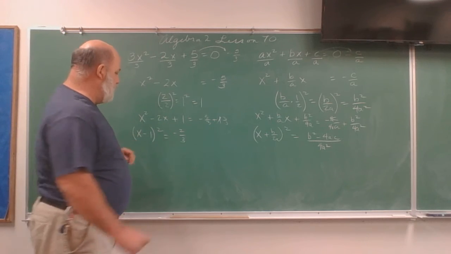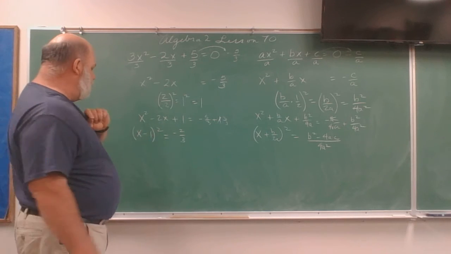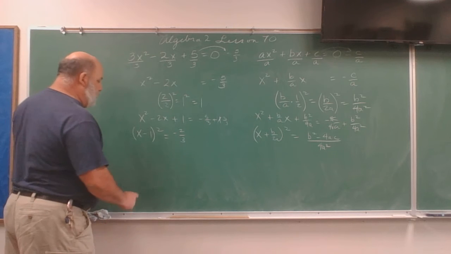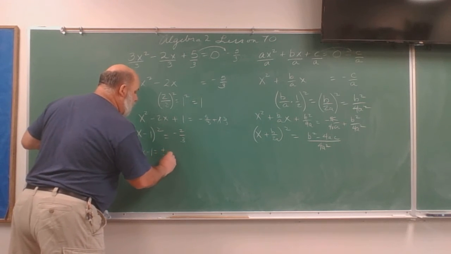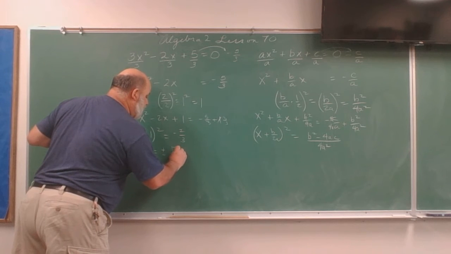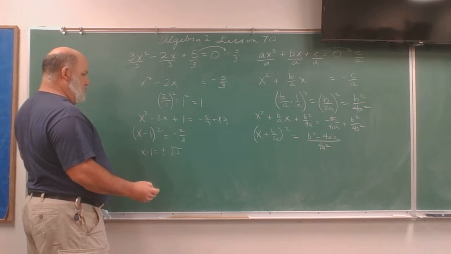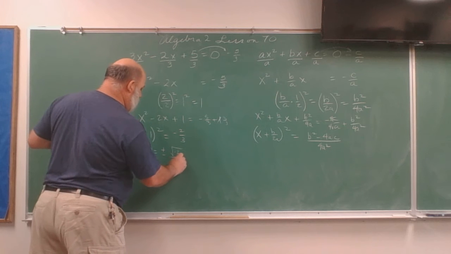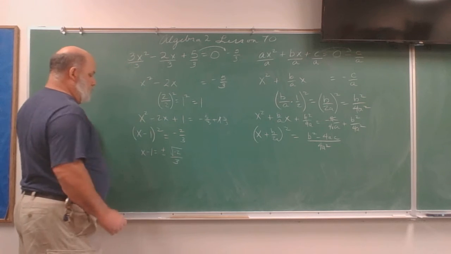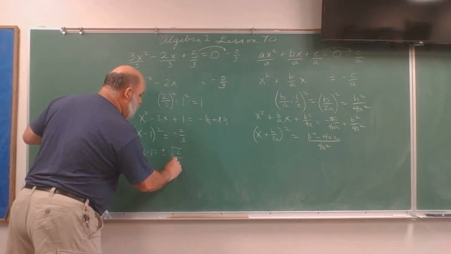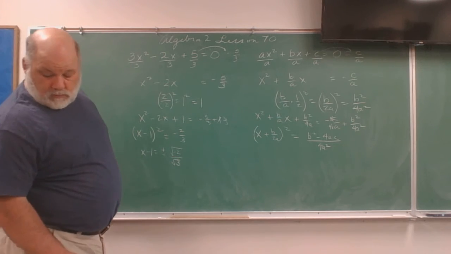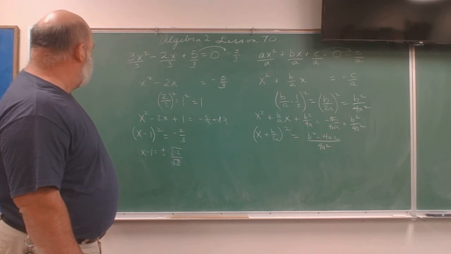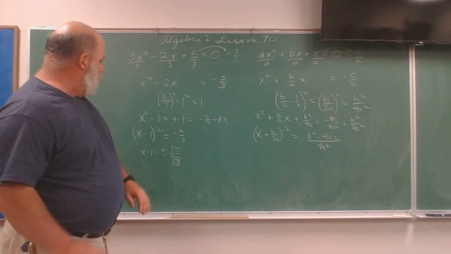I didn't finish this over here. Yes, I did. Negative 2/3. Take the square root of both sides. I get x minus 1 equals plus or minus the square root of negative 2 over the square root of 3. Oops, I didn't write that square root of 3. What did I mess up? I've messed up somewhere. We'll get it in a second.